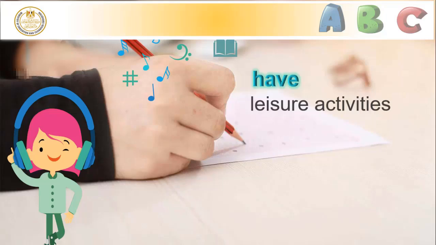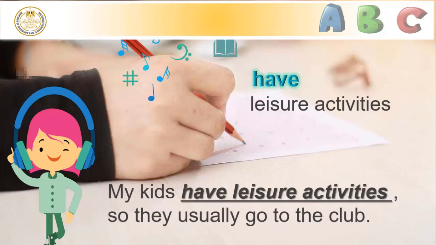Let's check with an example. My kids have leisure activities, so they usually go to the club. My kids, أولادي, have leisure activities. بيقوموا بالأنشطة أو يمارسون الأنشطة الترفيهية. So, لذا, they usually go to the club. عادة ما يذهبون إلى النادي.